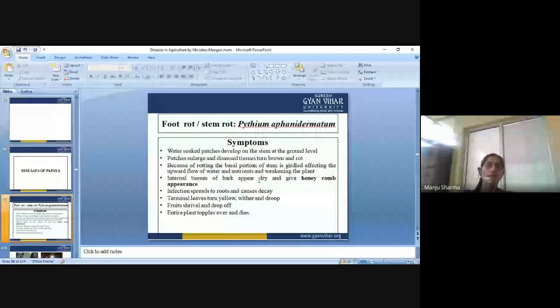Diseases of papaya. First is the foot rot, or stem rot, caused by Pythium aphanidermatum. The symptoms are water-soaked patches that develop on the stem at the ground level. Patches enlarge and diseased tissues turn brown and rot. Because of rotting, the basal portion of the stem is girdled, affecting the upward flow of water and nutrients and weakening the plant.